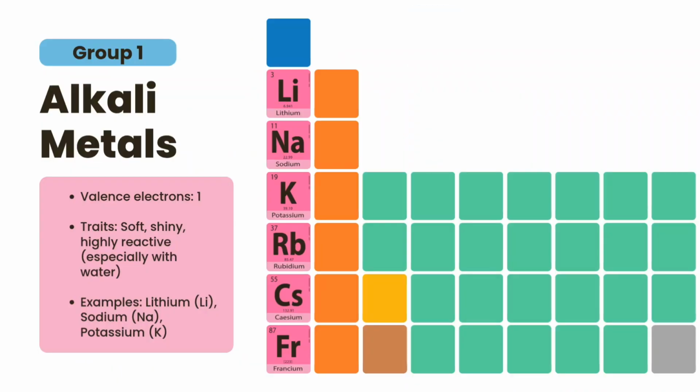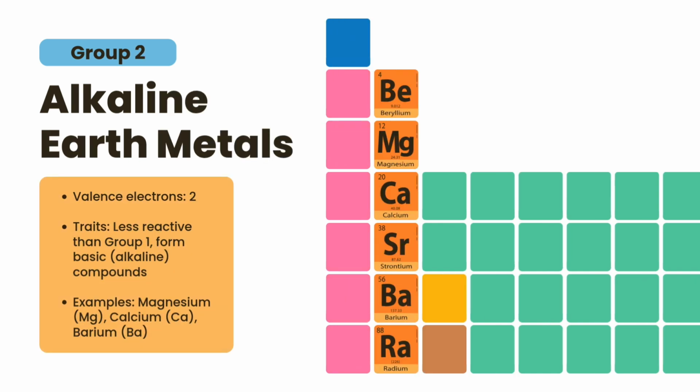Group 1 elements are called alkali metals. These include lithium, sodium, potassium, rubidium, cesium, and francium. All these elements have one valence electron. They are highly reactive and readily lose one electron to form positive ions. Their reactivity increases as we move down the group.